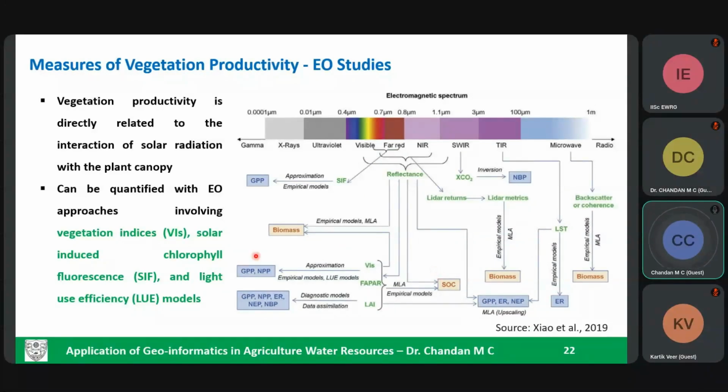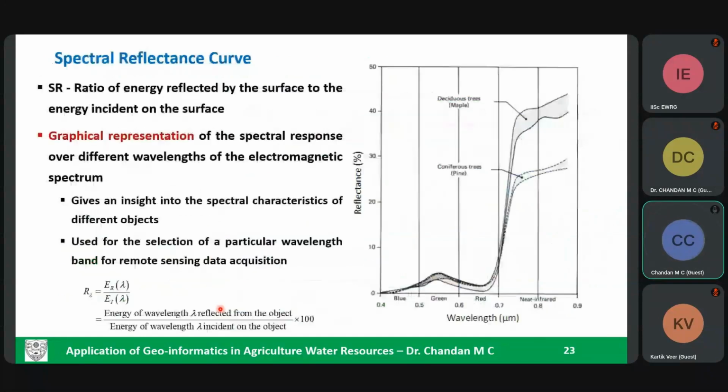So when we look at these, one thing that strikes my mind is spectral reflectance and vegetation indices. So we'll discuss vegetation indices. When we look at spectral reflectance, what do we mean by spectral reflectance? That is nothing but the simple ratio of the energy that is reflected to the total incident energy.